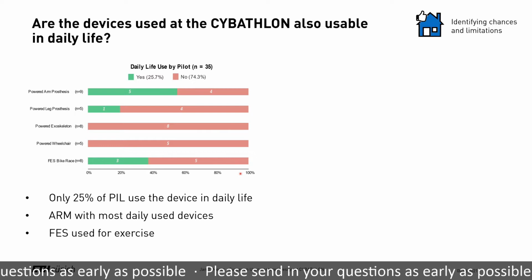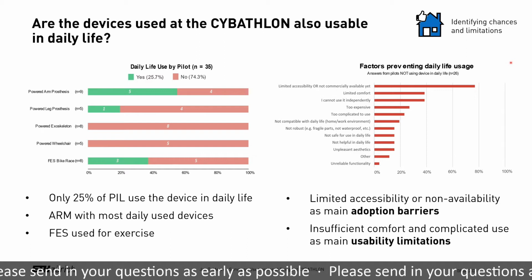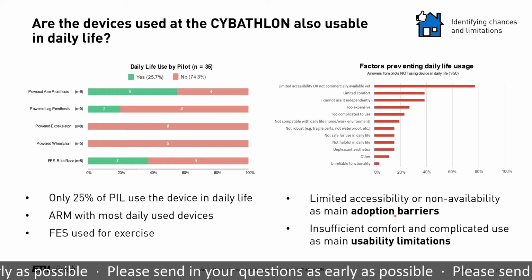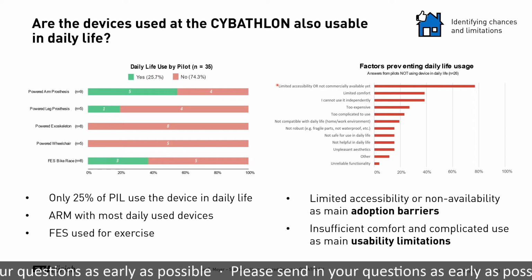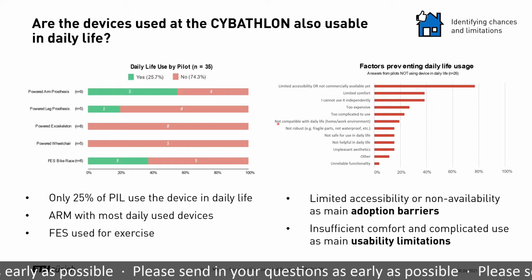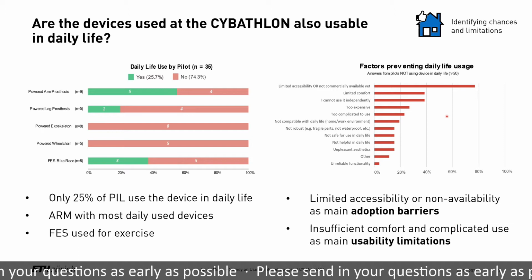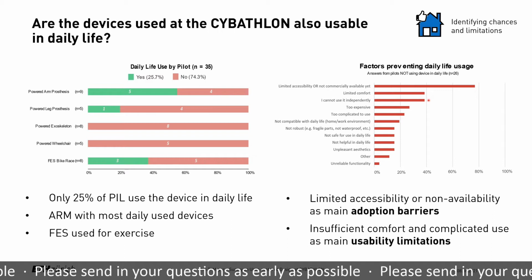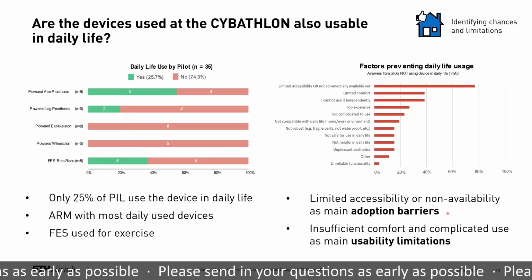For all of those who answered no, we asked them to specify the factors preventing daily life usage. And here we were able to identify main adoption barriers, meaning that limited accessibility and non-availability really limit daily use. So you can see that 80% of the pilots simply don't use them because it's not yet available to them. Also, being too expensive or not compatible with the home environment are so-called adoption barriers. In terms of usability limitations, we see that limited comfort, inability to use the device independently, and overcomplicated use are among the main factors from a usability perspective.